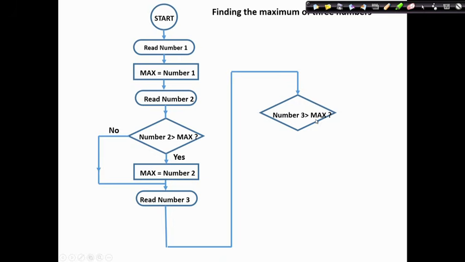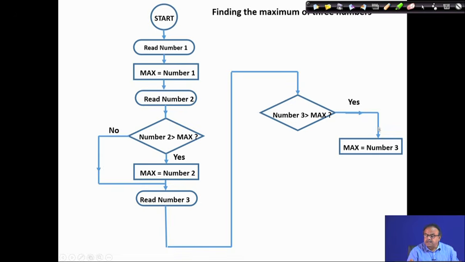I can have yes or no. So, if it is yes, then number 3 becomes the max, because number 3 is greater than the maximum number till now. Okay. And then I will proceed, and if number 3 is not greater than max, then obviously whatever was the max till now, that is number 1, will remain the max.